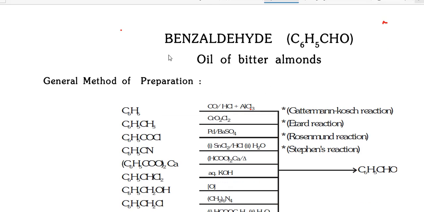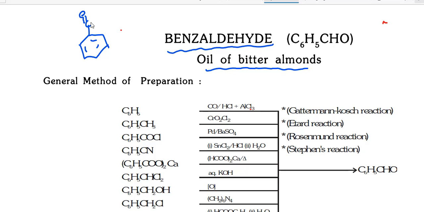The benzaldehyde. Benzaldehyde, also known as oil of bitter almonds. The benzaldehyde structure: benzene ring with C double bond O H above it. This is the benzaldehyde, right?